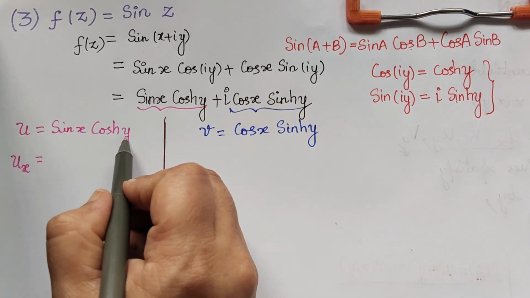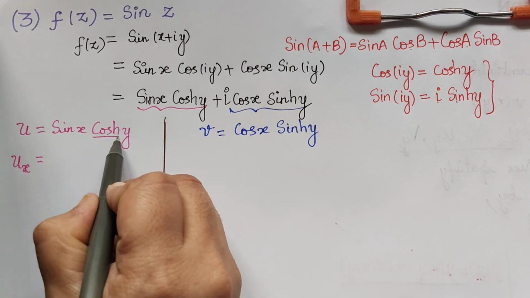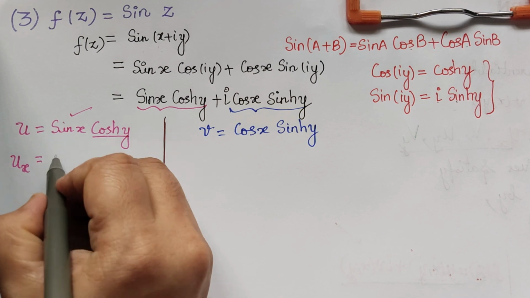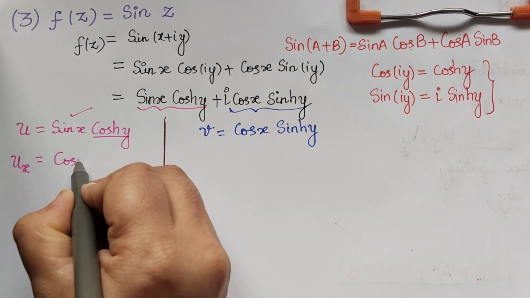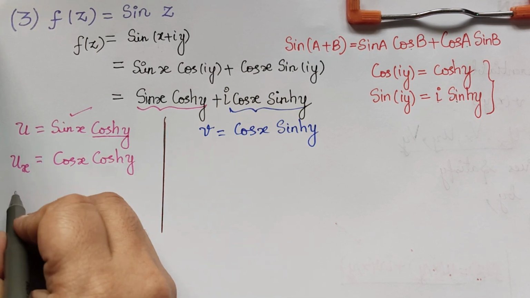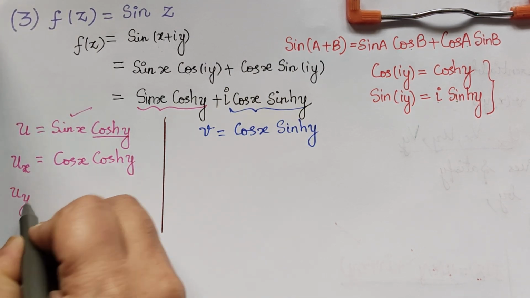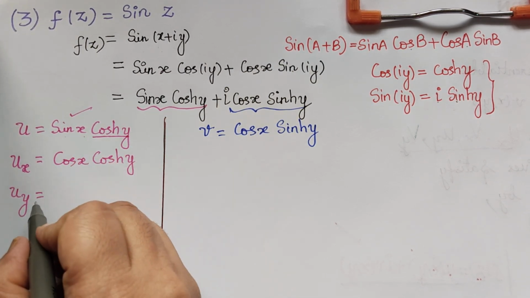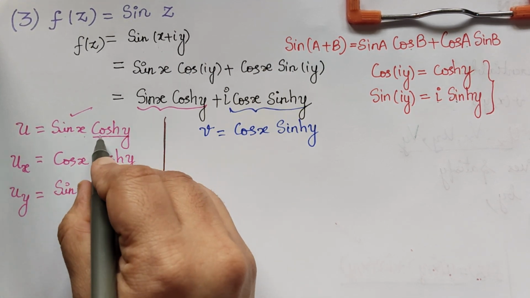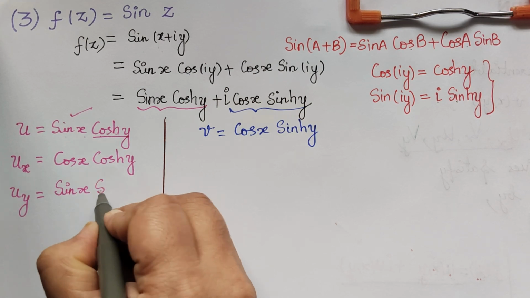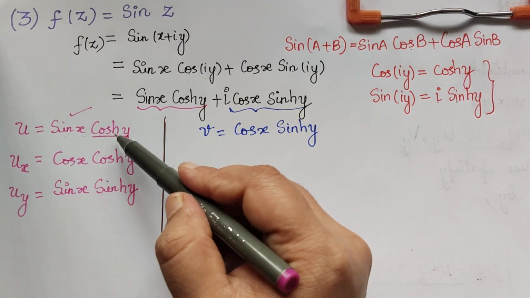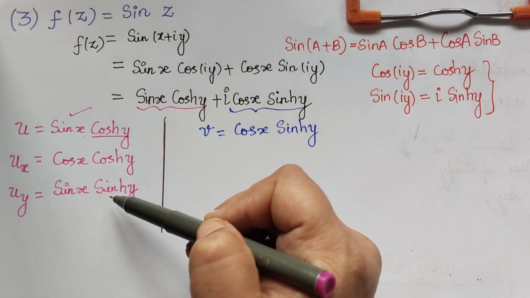So y will be treated as constant, and so this will remain as it is. Now we have to differentiate only sin x. What is the differentiation of sin x? It is cos x. So this comes as it is, so cosh y. Next we have to differentiate u with respect to y. So sin x will now be treated as constant, so it comes as it is. And what is the differentiation of cosh y? It is sinh y. So remember, the differentiation of the hyperbolic function cosh y is sinh y.